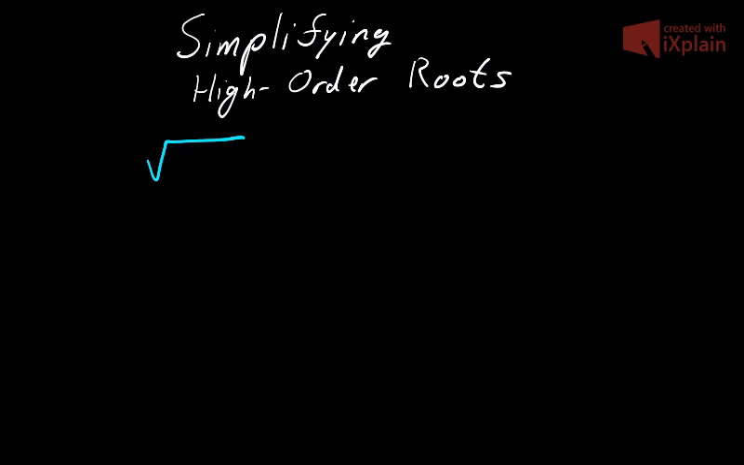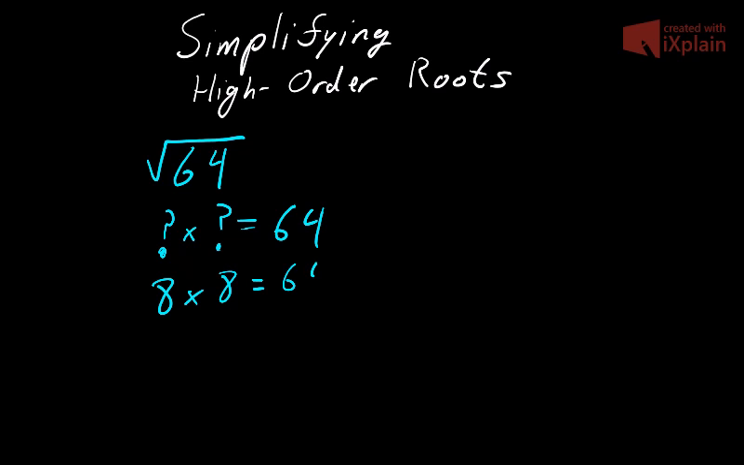Just in this example, we're going to look at the square root of 64. When we look at this, what we want to think is, of course, what times itself is 64. So we know that something times itself has to be 64. And just think about this a little bit. I hope you guys remember that 8 times 8 is 64. So our answer, the square root of 64, is going to be 8.